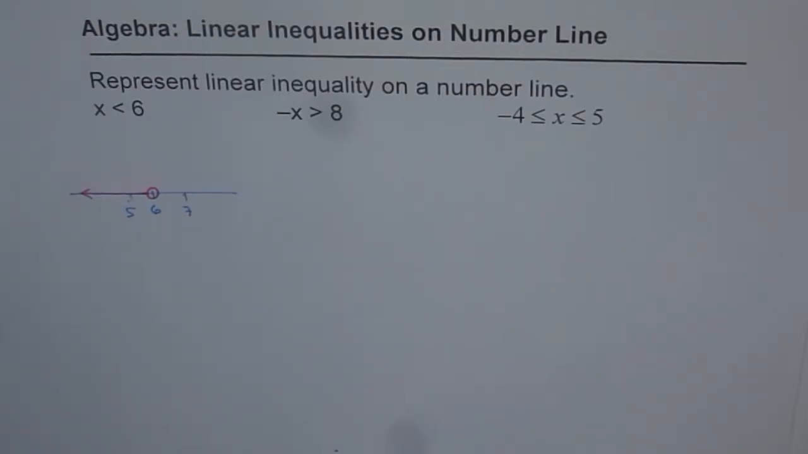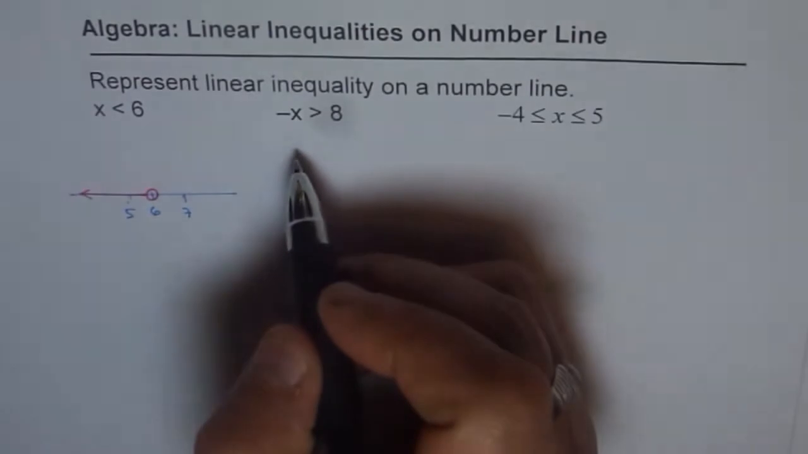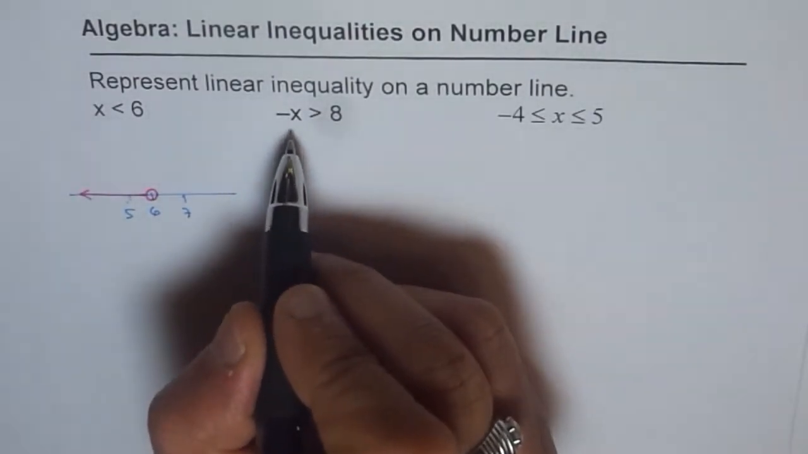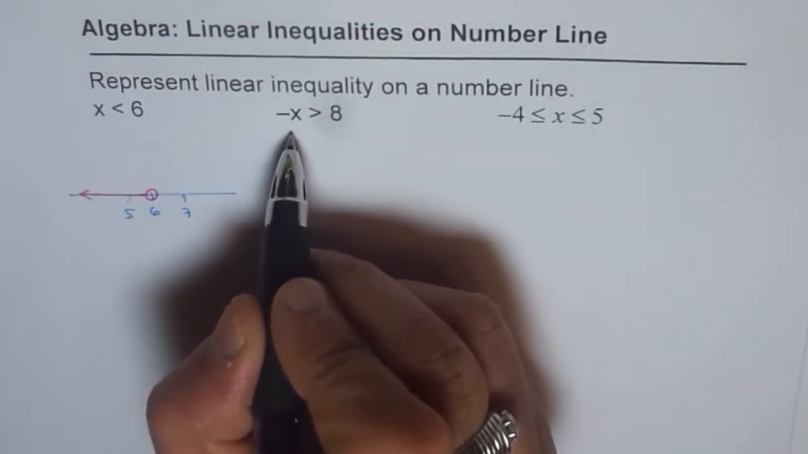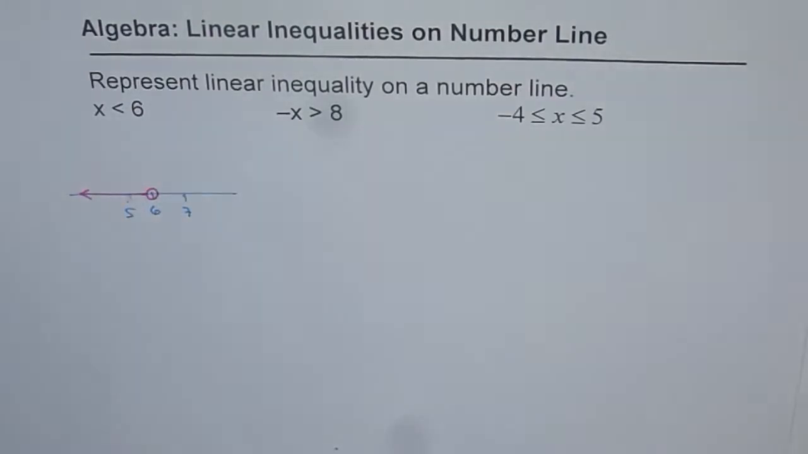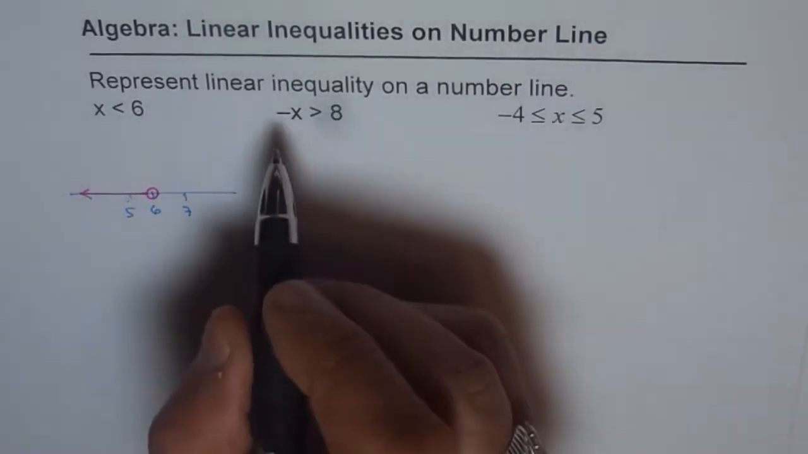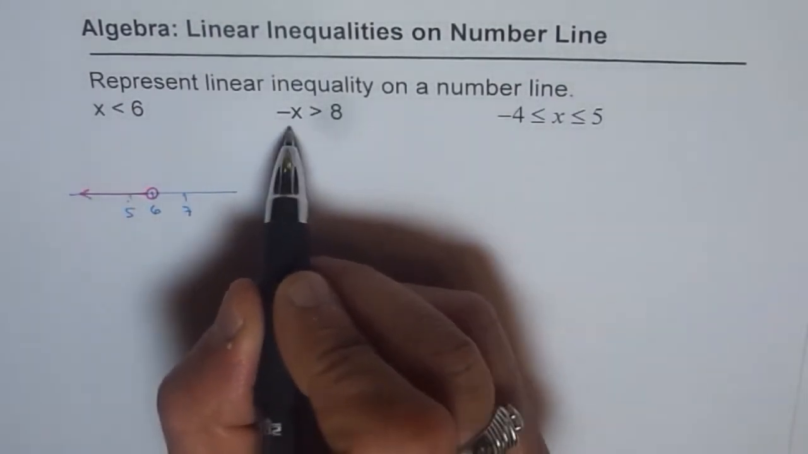Now the next one is minus x is greater than 8. This one is kind of tricky. Minus x, not x. So you need to isolate for x. How will you isolate for x? You have to do negative on both sides to get x.